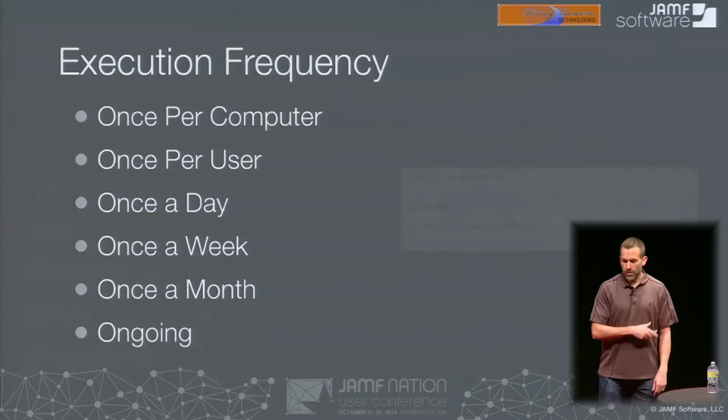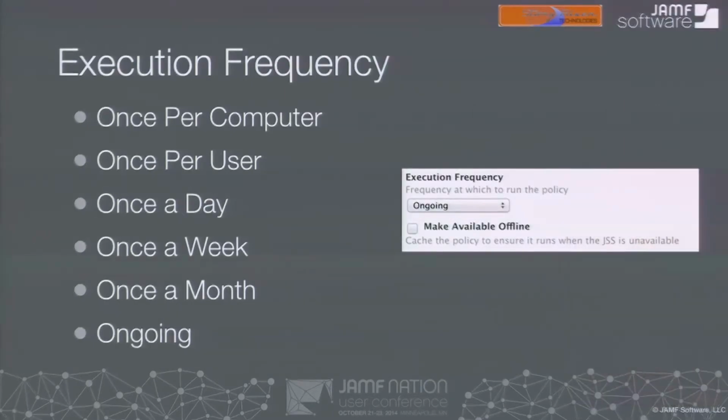And then for ongoing. You've got to be careful with ongoing, because that's just going to trigger every 15 minutes. But when you actually select ongoing, there is that little checkbox right below that becomes available. It says, make available offline. It will save whatever you're trying to do onto a local machine, so it's always available. It's not dependent on talking to the JSS.